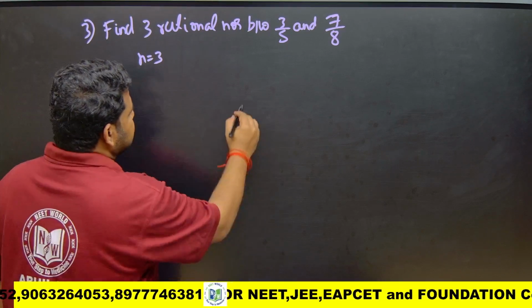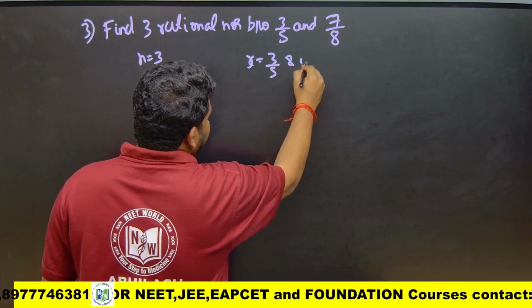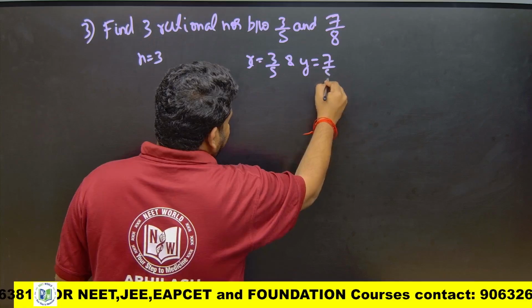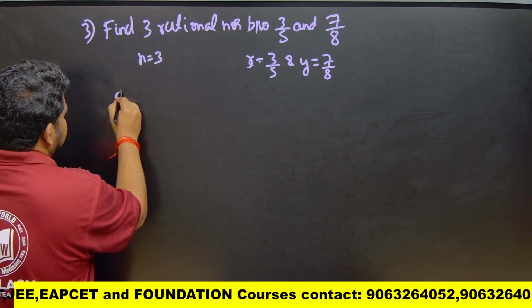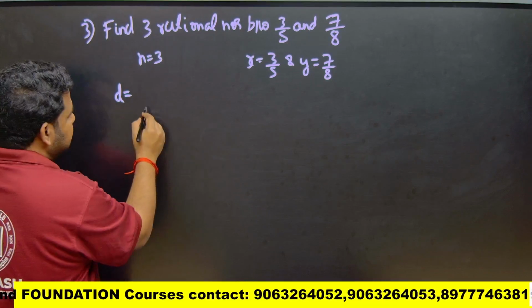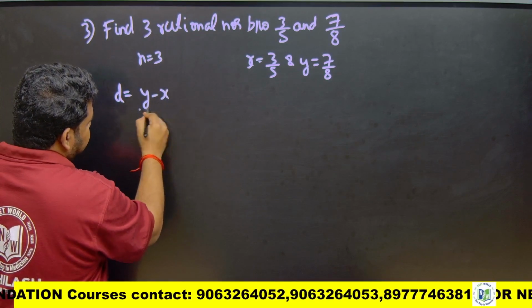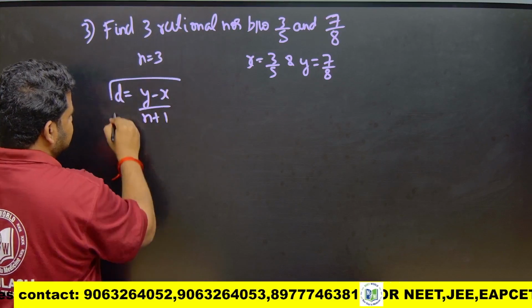Now, x will become equal to 3 by 5, and y will become equal to 7 by 8. Now, I have to find D. Okay, 3 rational numbers. What is the formula that we have? First we have to find D. D is equal to y minus x by n plus 1. This is the formula that we have.